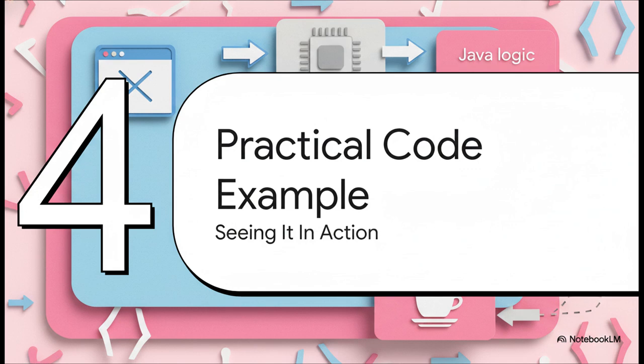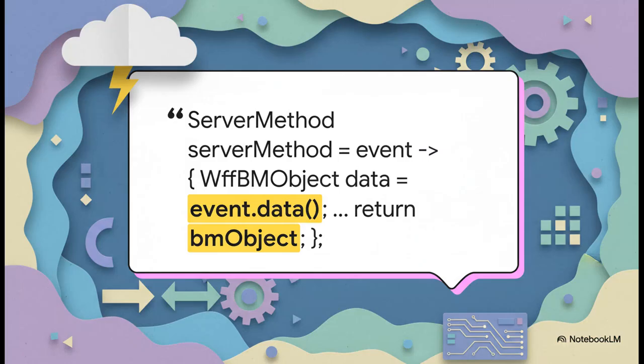All right, theory is great and all, but nothing beats seeing the real code. So let's get our hands dirty and see how these 4 arguments actually look when we build an onClick attribute. First, we'll define our server-side logic, the brain. As you can see, we create a server method. Inside of it, it grabs the data from the client using event data. Then, it does its thing, whatever business logic you need, and creates a new wffweb object. That's just the framework's way of creating a flexible data container to pass info back to the browser. And then it just returns it.